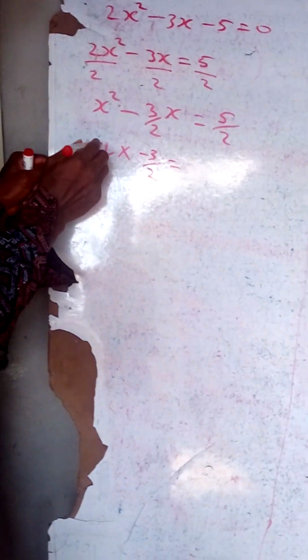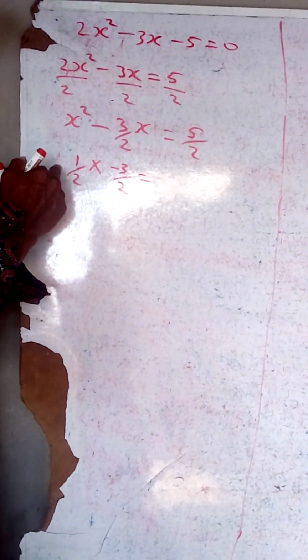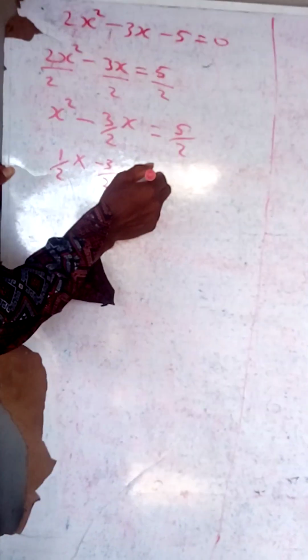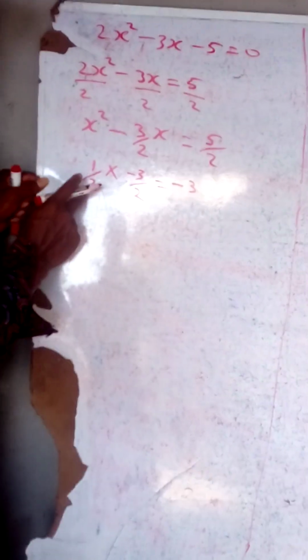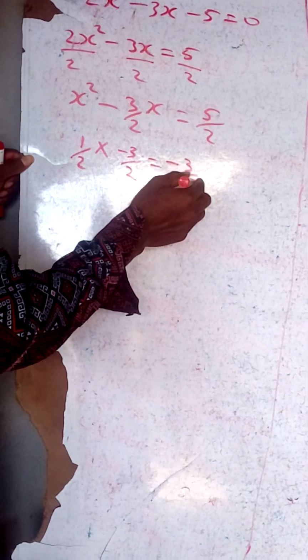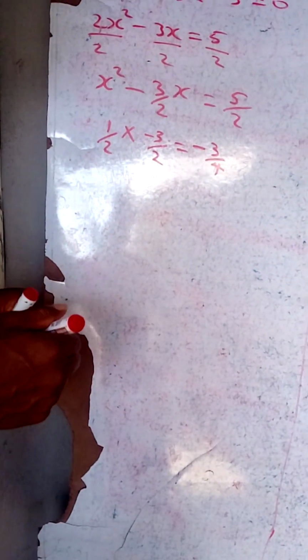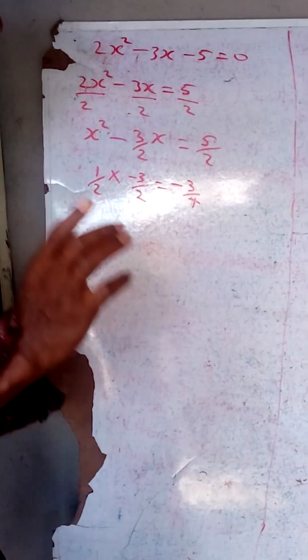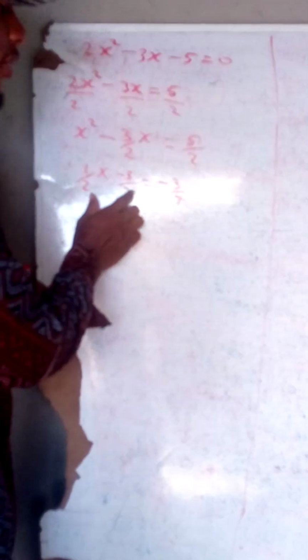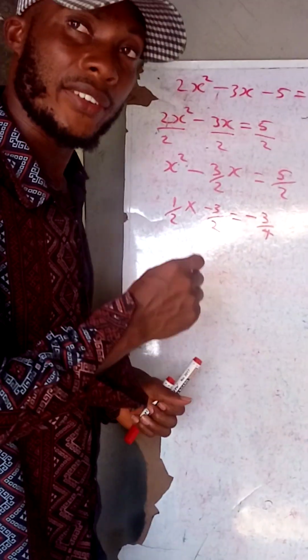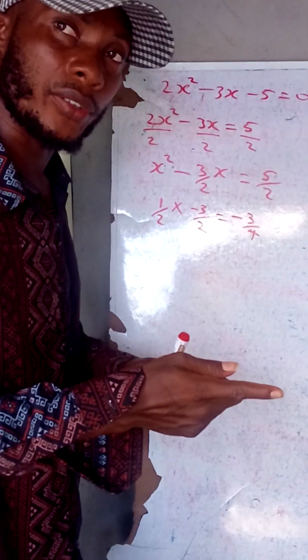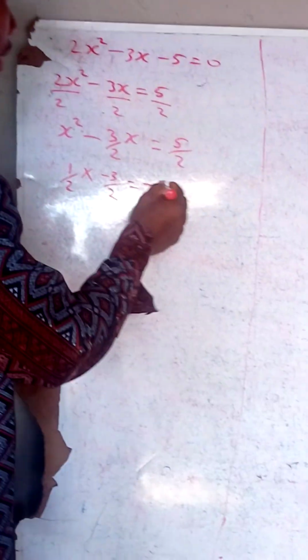So here, plus times minus is minus. 1 times 3 is 3. 2 times 2 is 4. Are you seeing it? So I told you that after you have gotten the half of the coefficient of x, the next thing you do is to square the result. Square it.